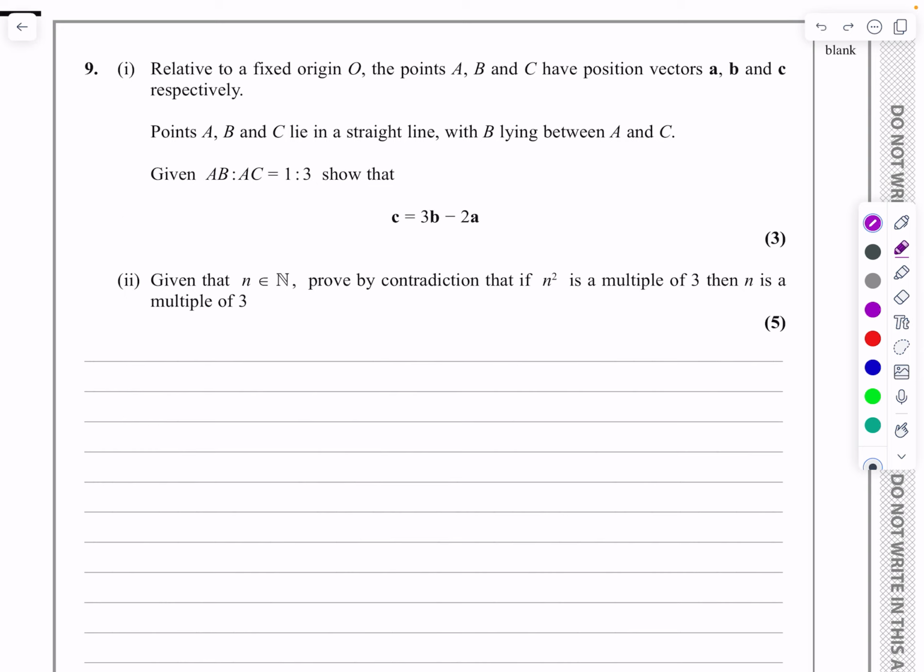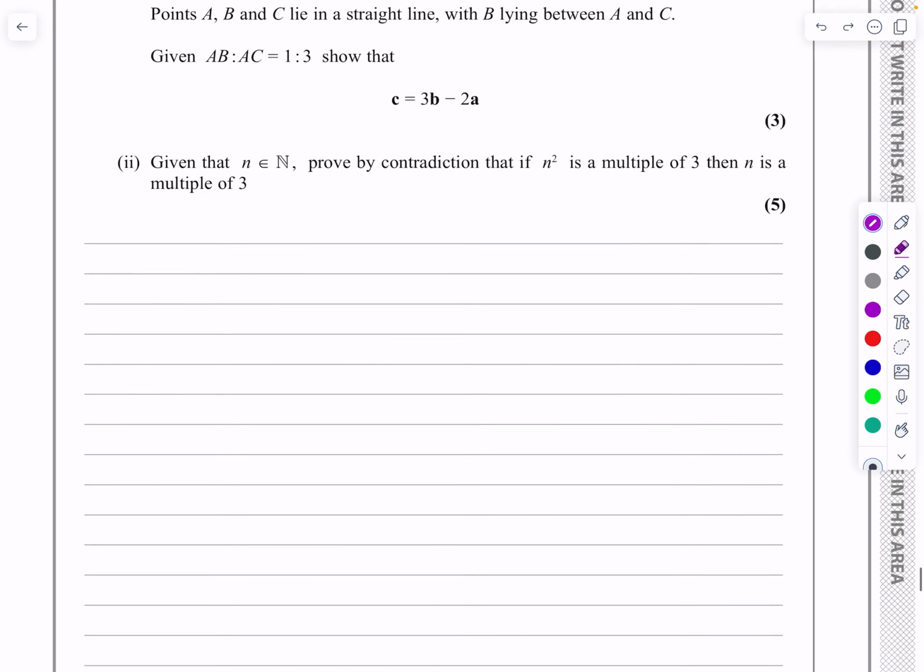Number 1 says, given that A, B and C are 3 points lying in a straight line, B is in between A and C. If the ratio of AB to AC is 1:3, can we show that C is equal to 3B minus 2A? What I would generally tend to do with these is just write a quick sketch because it might help me with my understanding. It doesn't always, but it is a very quick sketch, so it's not going to take me too long.